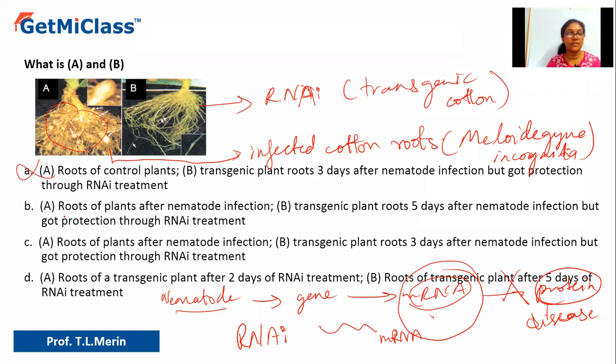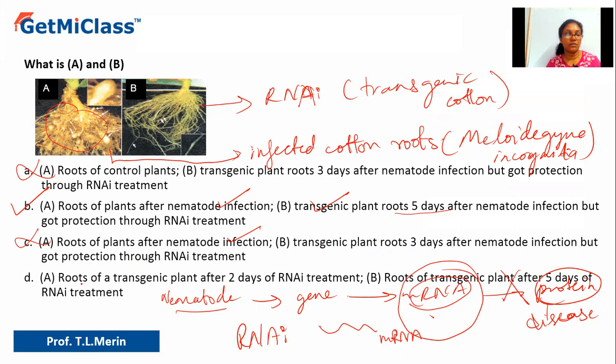Option B says the first one, that is A, is roots of plants after nematode infection. That is absolutely right. Then B is transgenic plant roots 5 days after nematode infection, but got protection through RNAi treatment. That is absolutely right. So option B should be the correct answer. Option C says A is roots of plants after nematode infection. That is correct. And B is transgenic plant root 3 days after nematode infection, but got protection through RNAi treatment. It does take time. Within 3 days, you may not get the result. It takes at least 5 days to show the result. Hence, option C is ruled out.